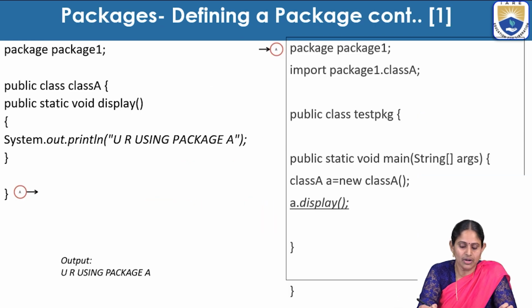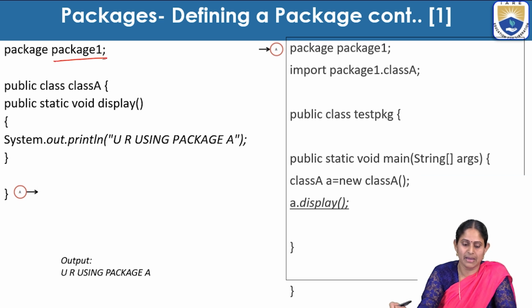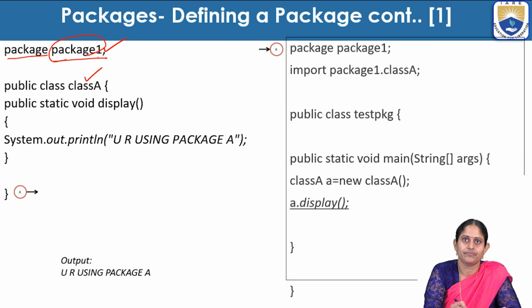Now let's see a small example of using a package. So we are having a package named package one created inside our JDK. When we want to store any class inside that, we have to make this statement the first statement of our program. This indicates that the following class, this class A, is placed inside package one.